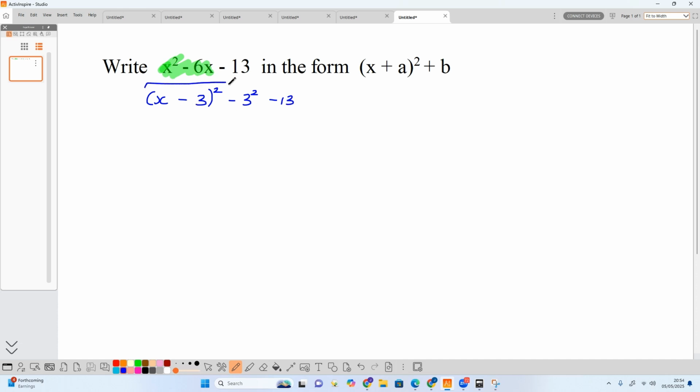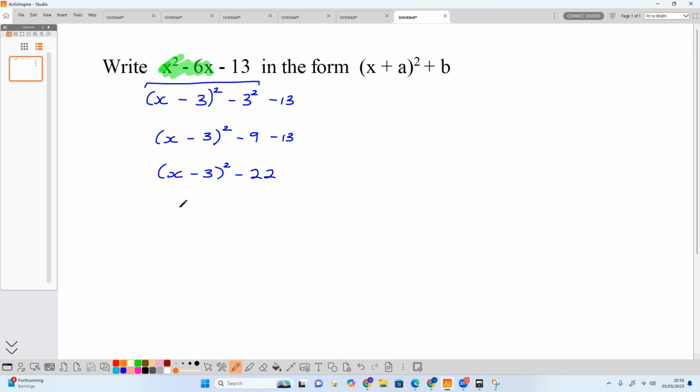So that first part makes x squared minus 6x, but then we need to take away 13 from it. Okay, so we can now neaten this up. We can join together the minus 9 minus 13. So we have x minus 3 squared, subtract 9, subtract 13, gives you minus 22. Okay, and that is in the completed square form.